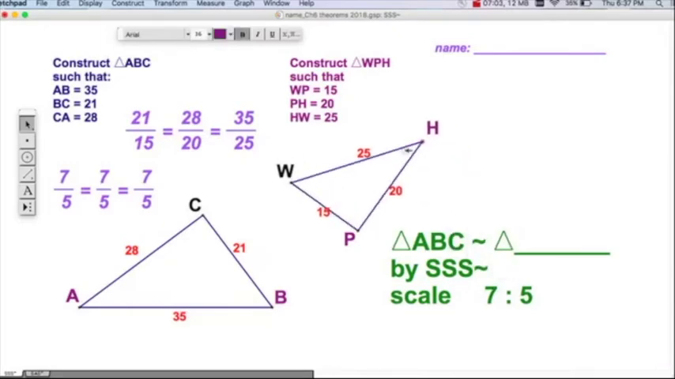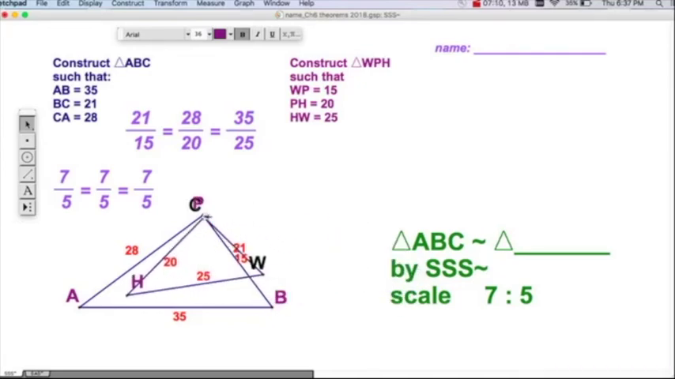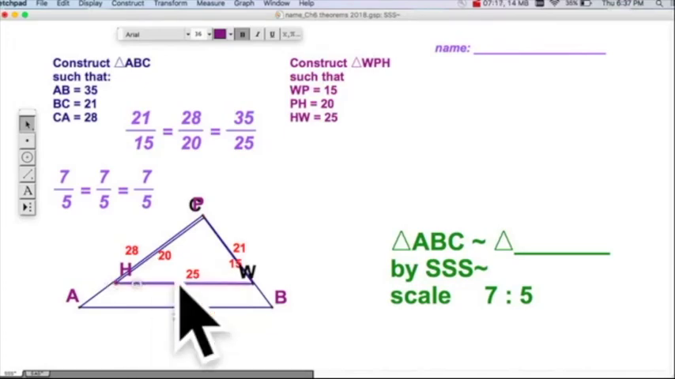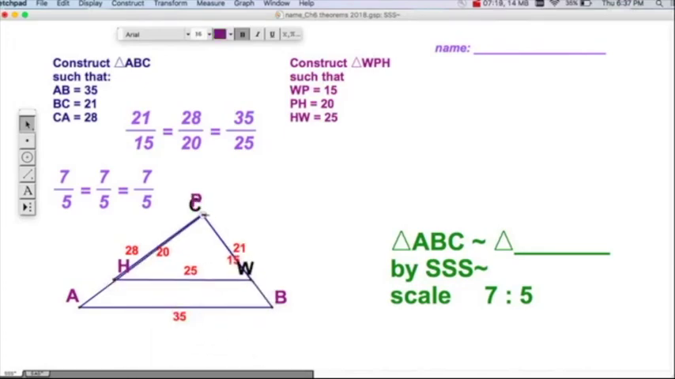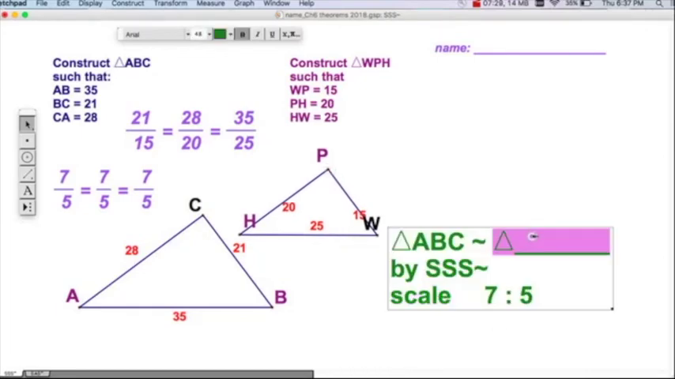Maybe we want to see this. We could swing this sucker around like this, and maybe pick up the P and put it on here. And hey, this alignment helps us see the similarity better. Check that out. I like that. And we can see the W corresponds to the B, H corresponds to the A, and the C corresponds to the P. When I orient them the same way, it's easy squeezy. So A, B, C, H, W, P.